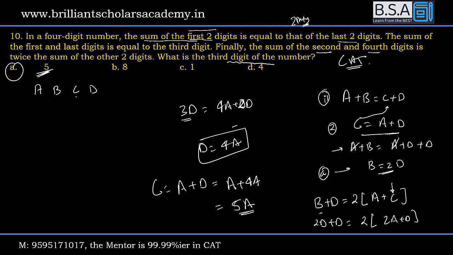I think now we would be able to find all the numbers. This is 1, this is 1, this is 5, and this is 4. What number you want? We want the third digit. You can actually find the whole number.